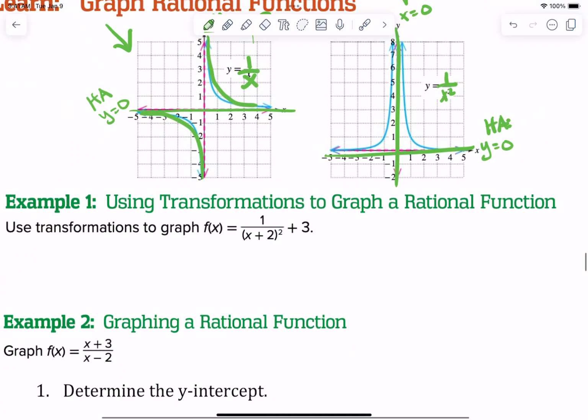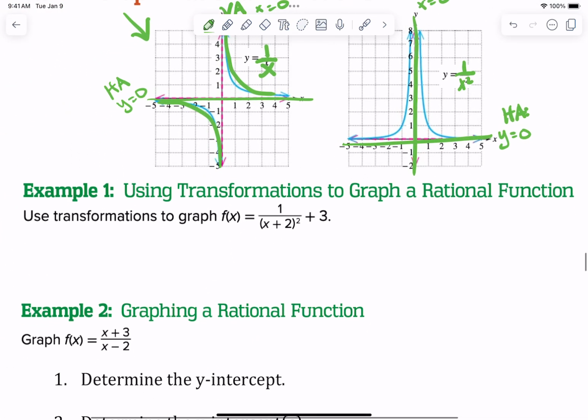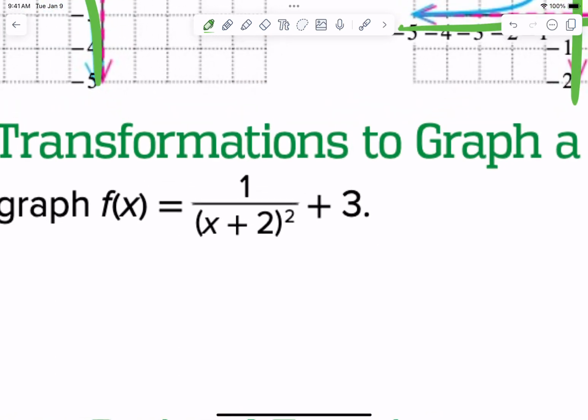All right, example 1. Use transformations to graph the rational function. I don't need to find the VA and HA and all that crazy weird stuff. I am going to just dissect this guy because of his parent function. So if I strip all these numbers away, if I strip away the 2 and I strip away the 3, this is 1 over x squared. So he's going to be a volcano. Now I just have to decide from there what those numbers are doing.